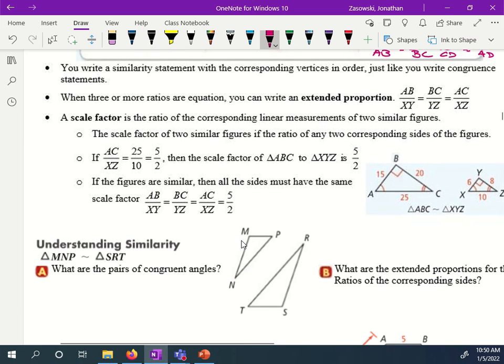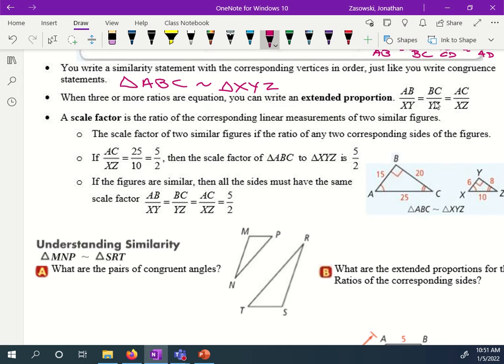Similarity statement. This is an example of a similarity statement right here. Triangle ABC is similar to triangle XYZ. Just like when we did congruence, we just put the squiggly in between them. It means they're similar. Okay? Make sense? All right. Remember, what does it mean when it tells us that these triangles are similar? It means two things. All their corresponding angles are equal. So A is equal to X, B is equal to Y, C is equal to Z.